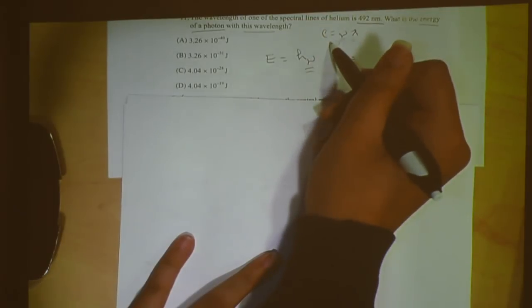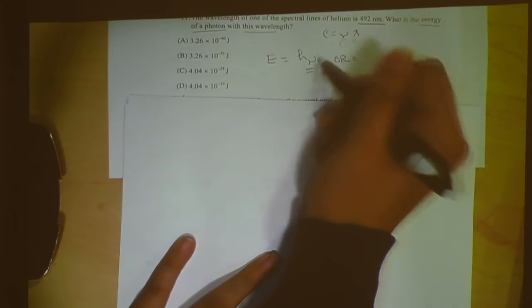11. The wavelength of one of the spectral lines of helium is 492 nanometers. What is the energy of a photon with this wavelength? So the way to calculate energy is either Planck's constant h times frequency, or if you don't have frequency, you know the equation: c, the speed of light, is equal to frequency times wavelength. Frequency is this, wavelength is lambda.